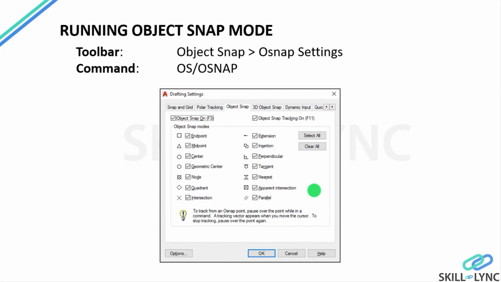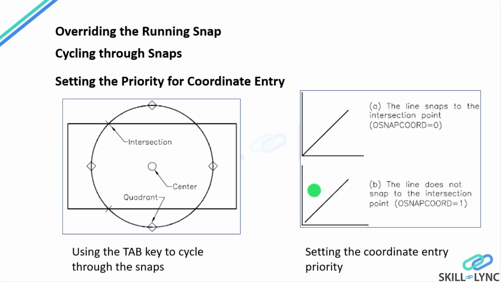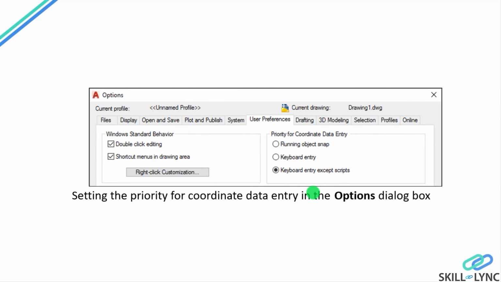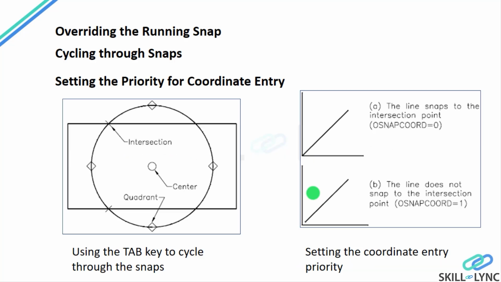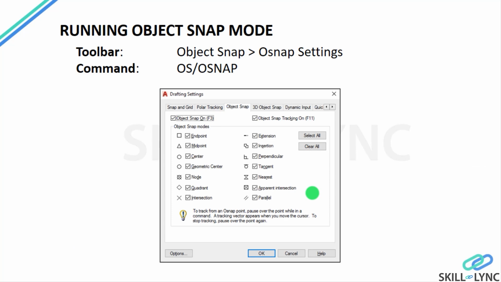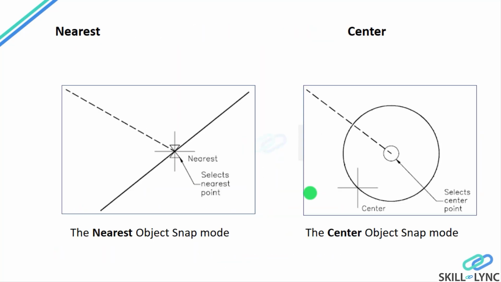Then we have the trunk. This is the running snap. Settings, overriding the running snap, cycling through snaps, right? So I can cycle through the snaps, setting the coordinate entry priority in the options dialog box, and auto tracking. The polar tracking we can discuss, and the function of the control key. So let me take it down to all the settings in the object snap dialog box.